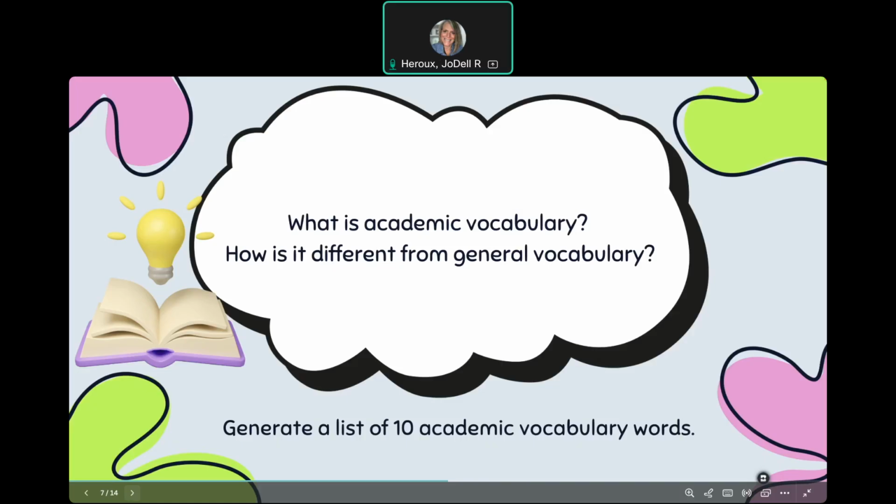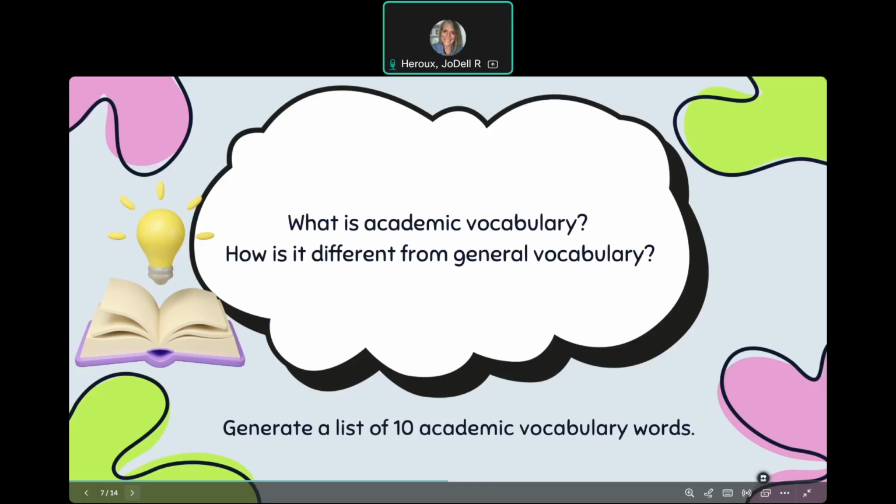General vocabulary are the words that we use in conversation every day. And so they would be words like bus and breakfast and house and dog, and things that we would use every single day or in casual conversation. Academic vocabulary is tied to academics. So think about that in terms of content areas.